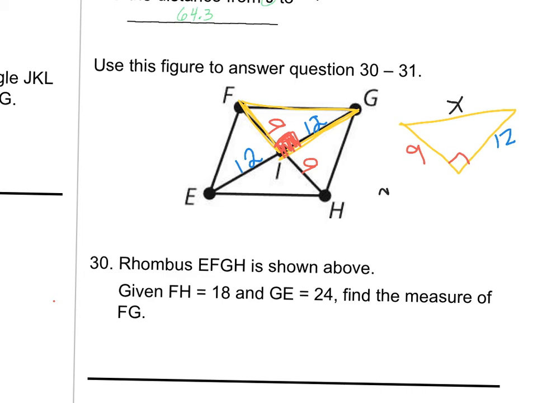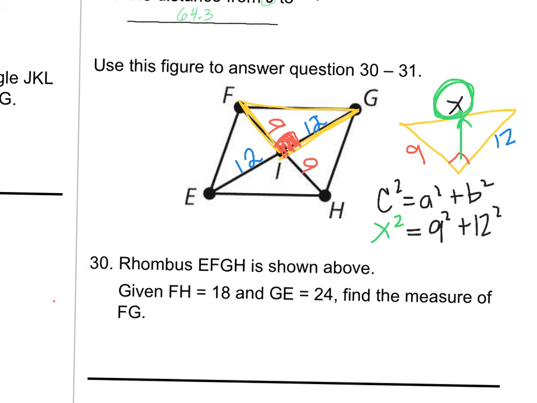So C squared equals A squared plus B squared. Now C is always the side across from the 90-degree angle. So that means I don't know it. X squared equals the other two. A and B are the other two. So 9 squared plus 12 squared. So that would make X squared equal to 81 plus 144. And that would mean X squared is equal to 225.